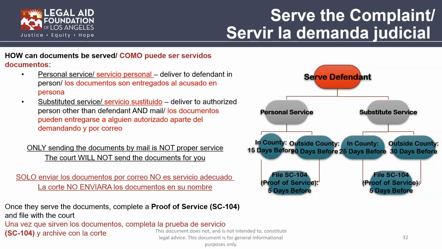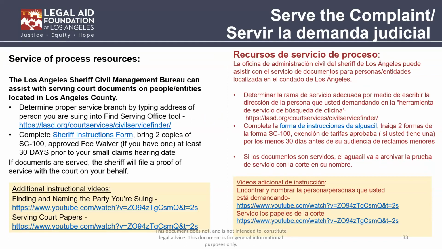Once the documents are served, the person who completed the service can fill out and sign a proof of service and file the proof of service with the court. And the service part of a small claims case is, I think, one of the most difficult parts. So I have some additional resources here. I especially want to point out that the Los Angeles Sheriff, the Civil Management Bureau, does actually assist with service of process of small claims court documents. So this can be a really helpful alternative to getting your friends or family involved in serving the documents on the landlord, especially if you don't have a good relationship with them.